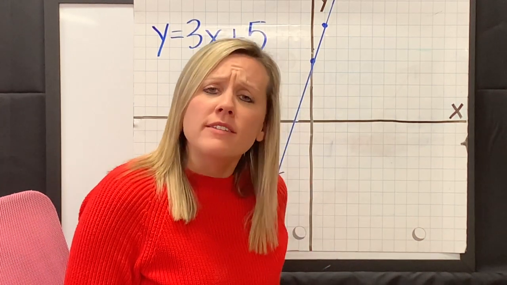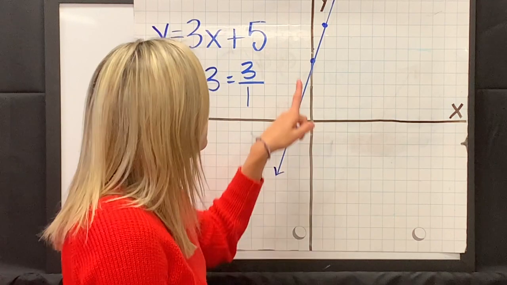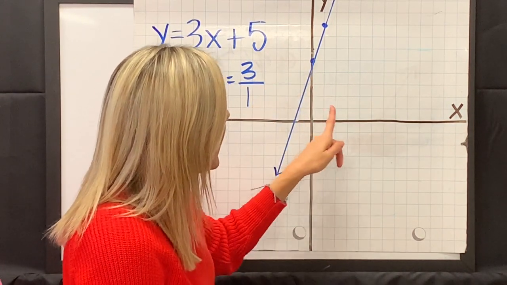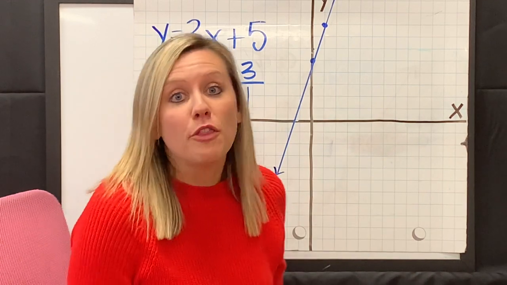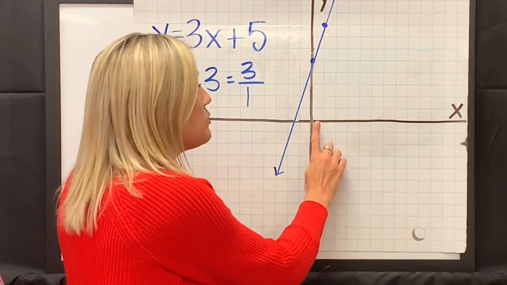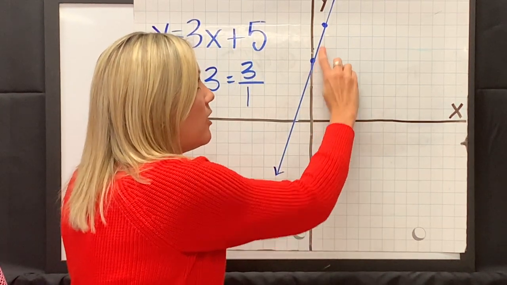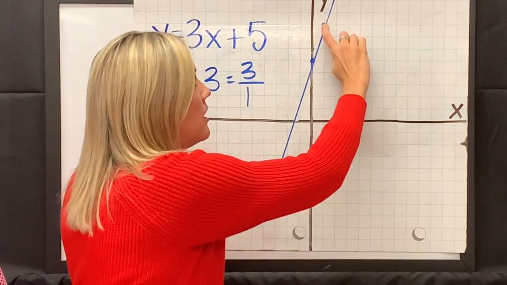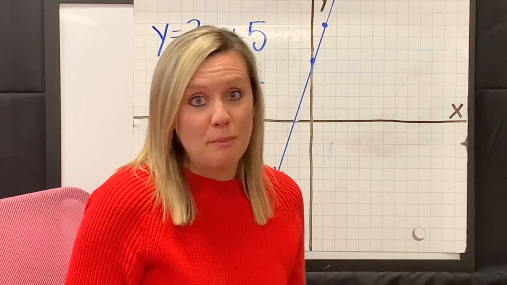And if you think of the scenario that I said earlier, I start with $5 in my pocket. Every hour that goes by, I get $3 more. So this would be like another hour goes by, oh, my line goes up 3. Another hour goes by, oh, my line goes up 3 more.